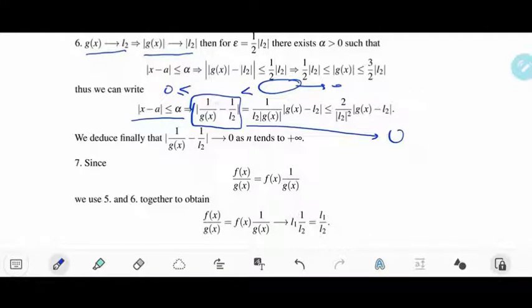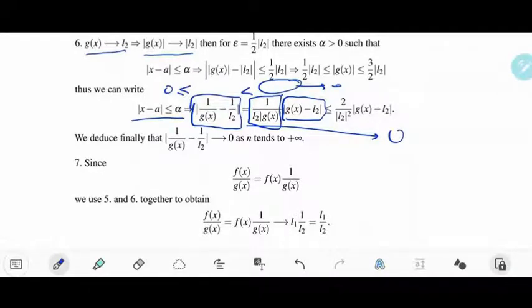So I know that |1 over g of x minus 1 over L2| is less than |1 over L2 g of x| times |g of x minus L2|. That's good, because g of x minus L2, I know that it tends to 0. So what I need to do now is to take this term and to prove that, I don't know, it might be bounded, or it can be less than a constant. Then I can apply the property that says that lambda g tends to lambda times the limit. Okay, the property that we proved already.